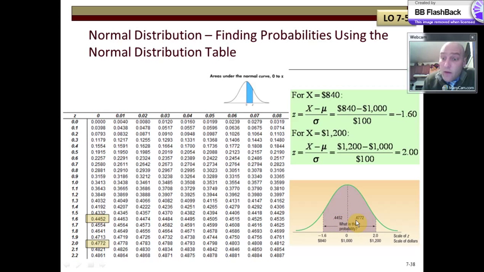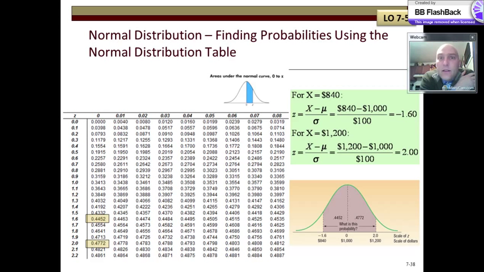0.4452 plus 0.4772. When you add those two things together, you get 0.9224. I believe, if I do the math in my head real quick, that sounds about right. If it's not, it's within rounding. We call it decimal dust.